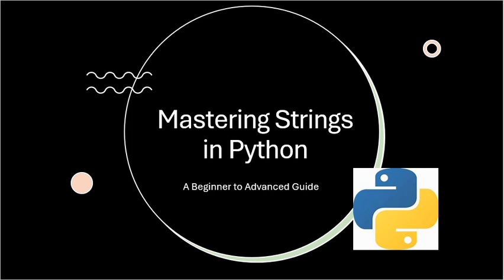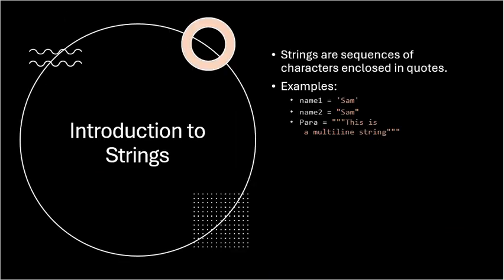Everyone, in this video we will talk about strings in Python. We will start from the very basics and then go to the advanced. So first of all, we'll learn what a string is. Strings are sequences of characters included in quotes. These quotes can be single quotes, double quotes, and triple quotes.